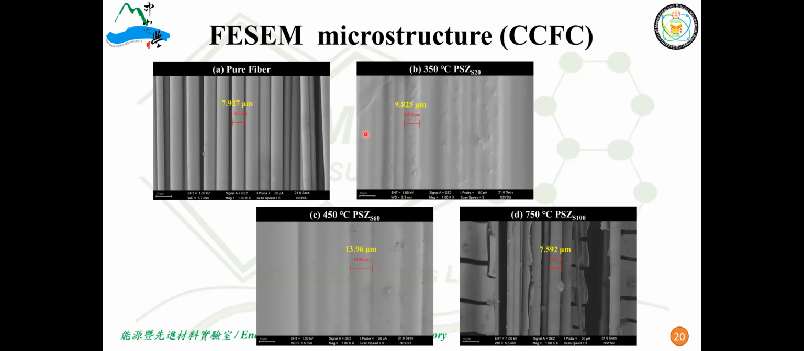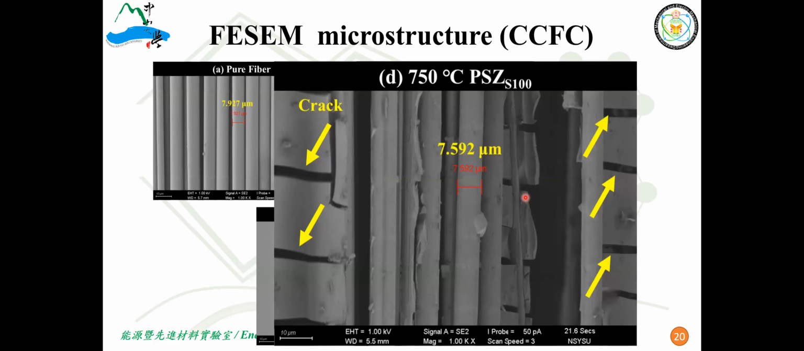I'll show you some results. This first SEM image shows the commercial carbon fiber coated with this pre-ceramic precursor and pyrolyzed at 350, 450, and 750. Obviously, we saw a lot of cracks form when the pyrolytic temperature reached 750 Celsius. That means a higher temperature is maybe not suitable for strengthening this commercial carbon fiber.